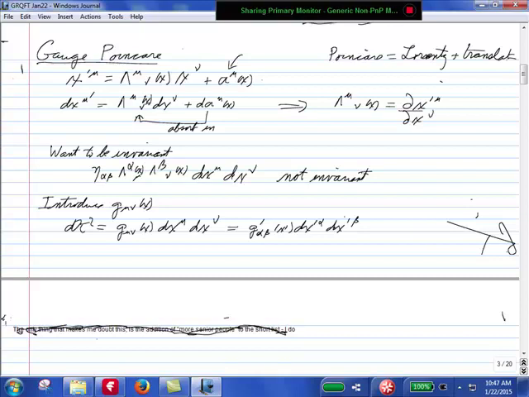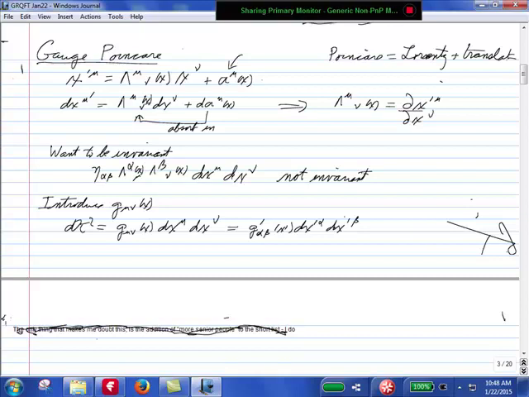So root g is the square root of the determinant. How do you vary the determinant? Okay, so here's how to vary a determinant. We have a variation of the determinant of some matrix. Okay, well, there's this lovely identity.